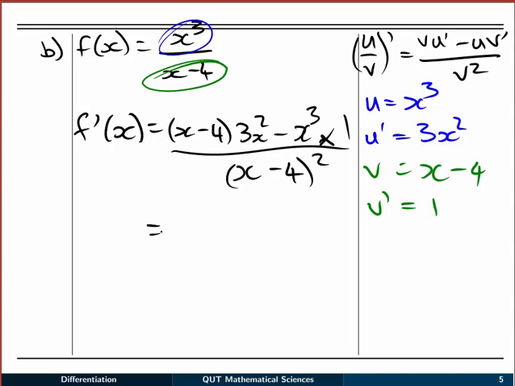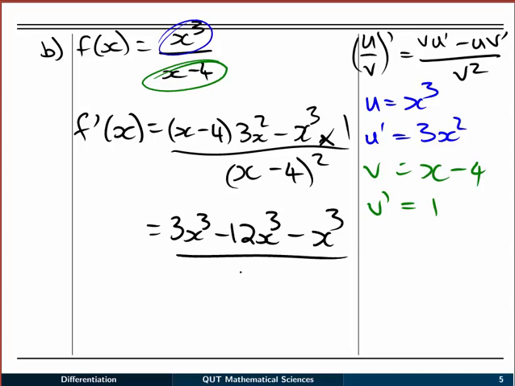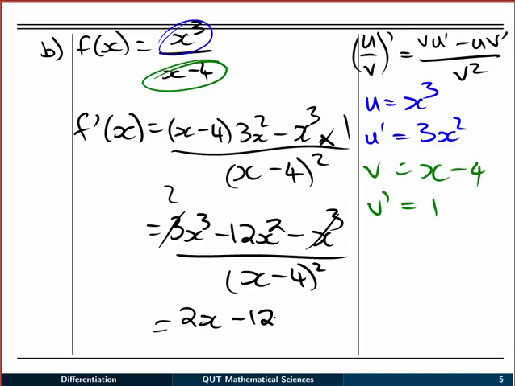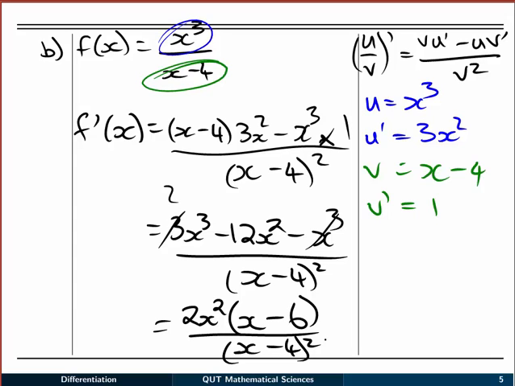So again, we can do a little cleaning up there. So we'll get 3x cubed minus 12x squared minus x cubed all over x minus 4 all squared. There's just a little cancellation to finish that off. We get 2x cubed. That should actually be a square. Minus 12x squared. Well, actually, let's clean that up even further by doing a little factoring. So we're going to have 2x squared outside of x minus 6 all over x minus 4 all squared. And that's our quotient rule example.